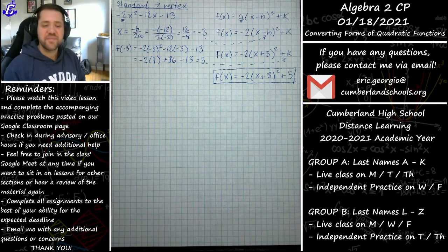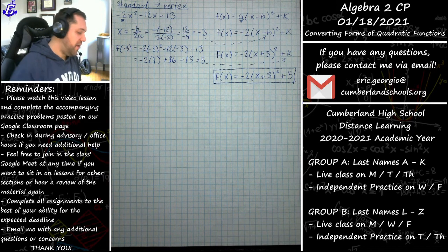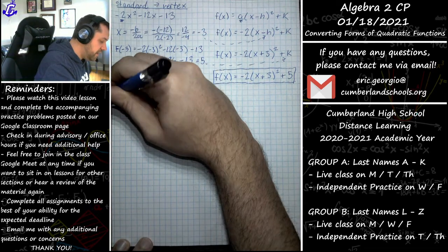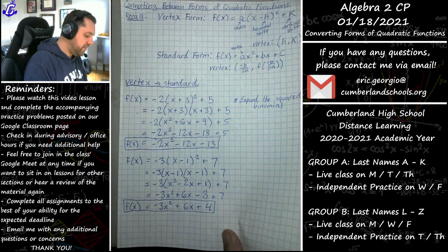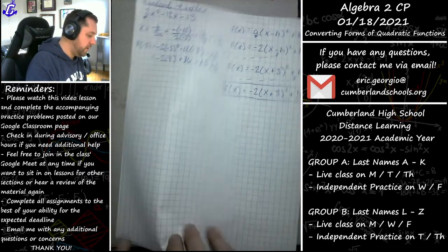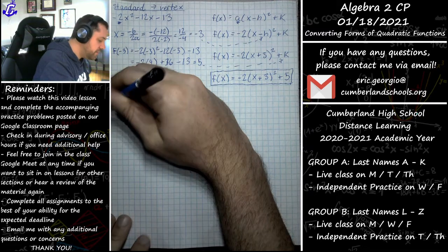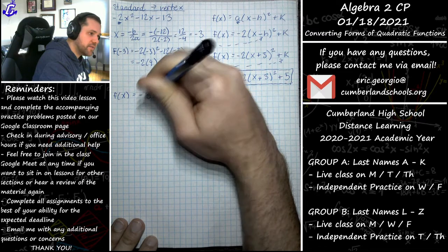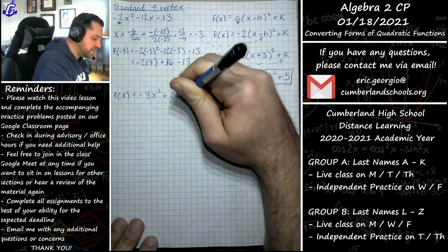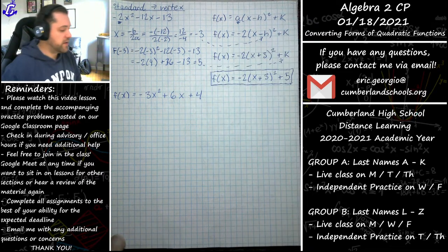Okay, great. Now, let's go ahead and try one more problem, and then we'll call it a day. Ready? Second example. Let's convert right back to where we were. We had negative 3x squared plus 6x plus 4. Let's get it back to what it was. There's our standard form equation.